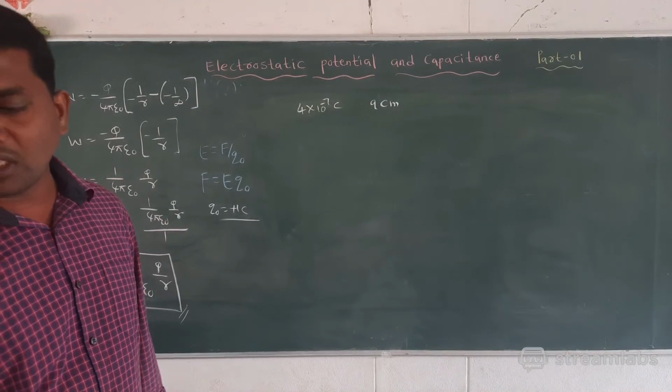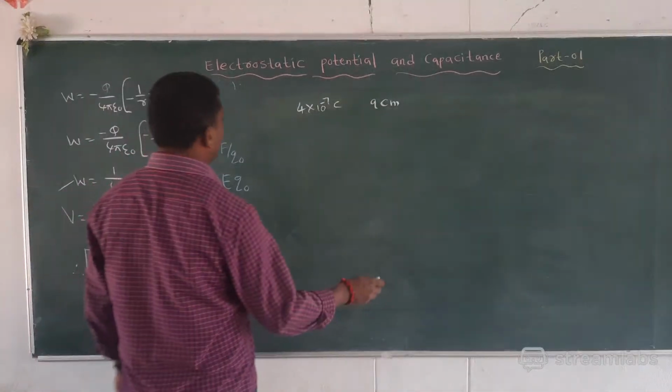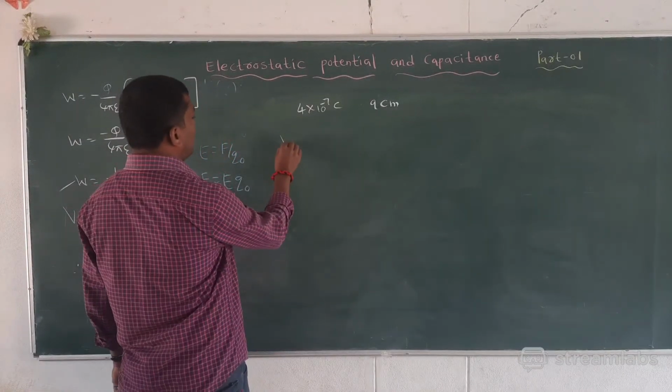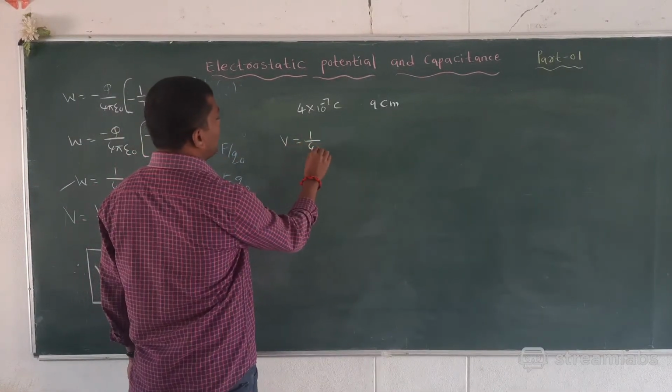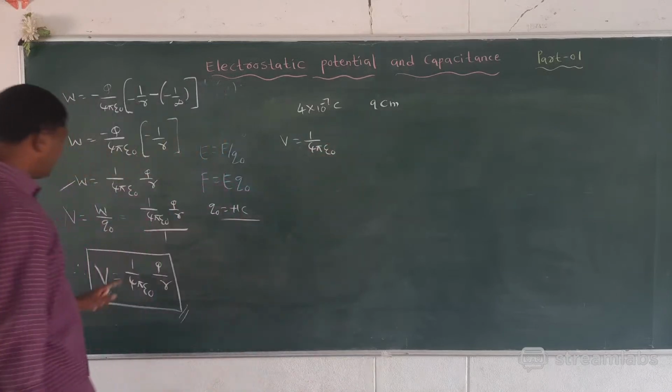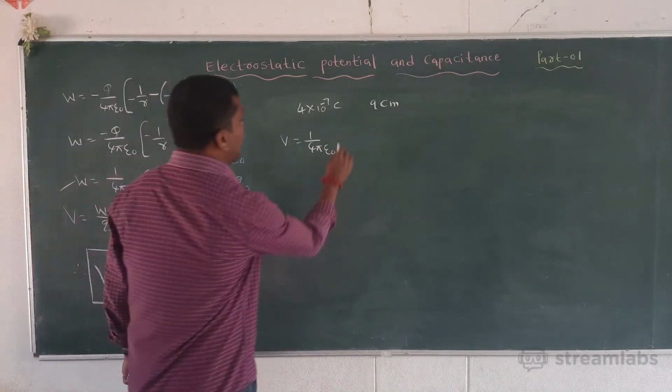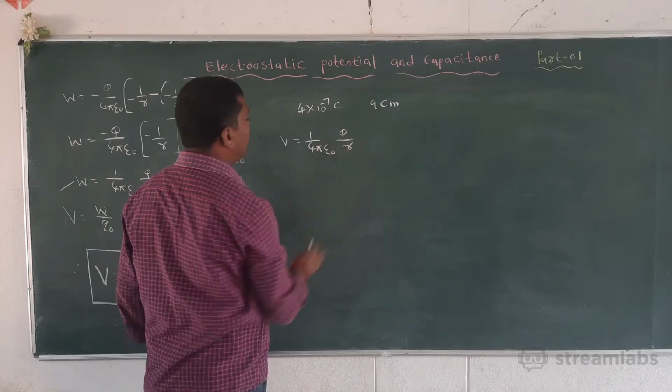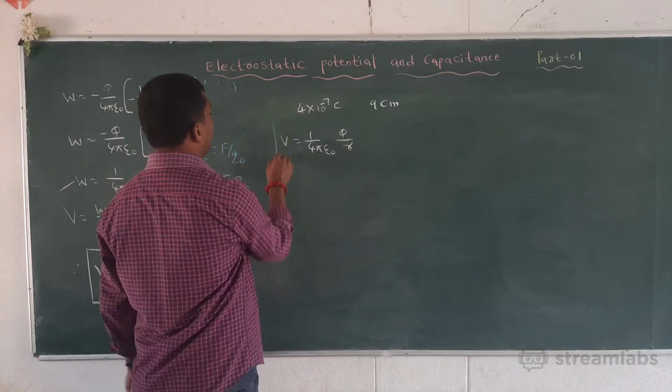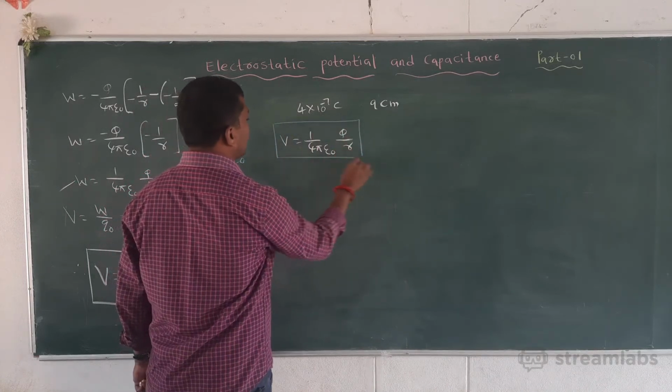So we can write the electrostatic potential. The formula is V is equal to 1 by 4 pi epsilon naught Q by R. So what I am writing here? Q by R. So this is the formula for calculating the electrostatic potential.